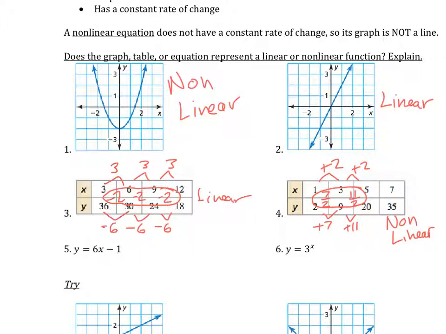Okay, so graphically, straight line or not, that's nice and easy. Table of data, is it a constant rate of change or not? That one's a little tougher. With number 5, the only way you have a linear function is if you don't have any exponents on your variables. This x doesn't have an exponent on it, so this is linear. Okay, on number 6, the x is an exponent, so that's bad. That is nonlinear.